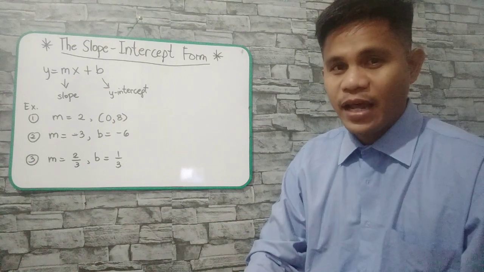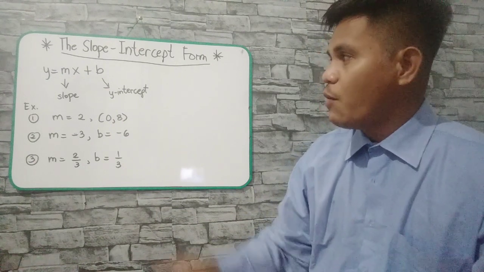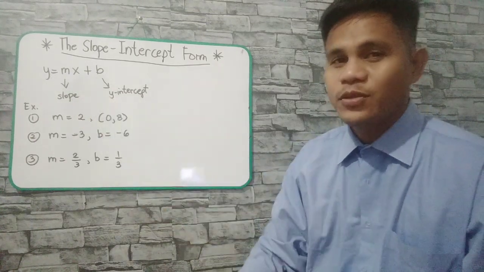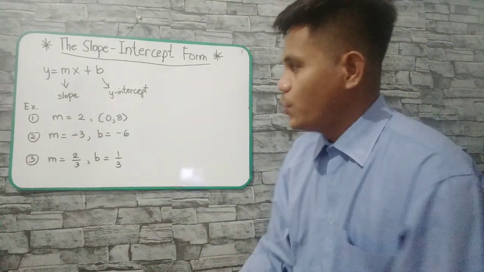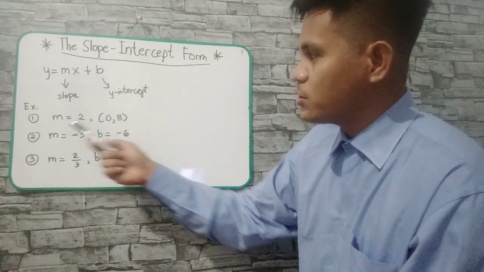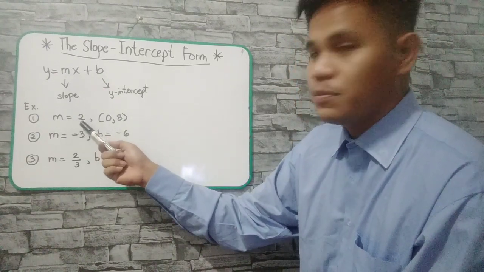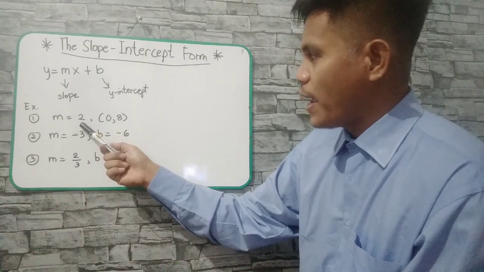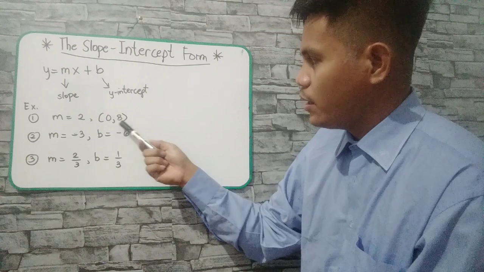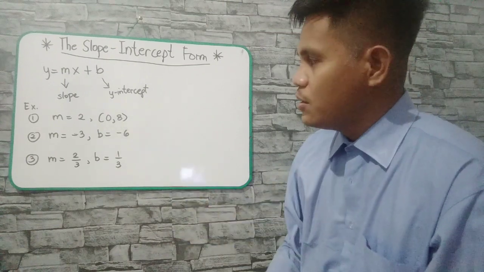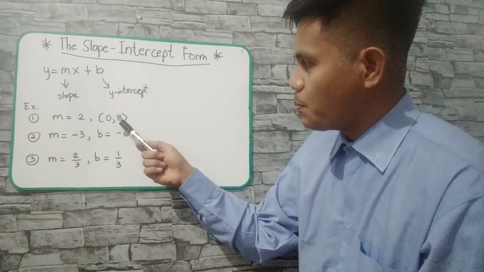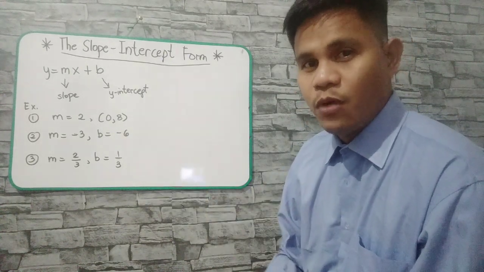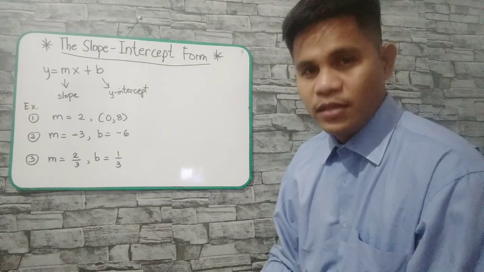Now, let us have an example on how we are going to apply this formula y is equal to mx plus b. We have here example number 1. Suppose the given slope is positive 2 or 2 and the line passes through the point (0, 8). Now, as you can see, when we say (0, 8), this is a point along the y-axis. It can be found if you plot it in a coordinate system.